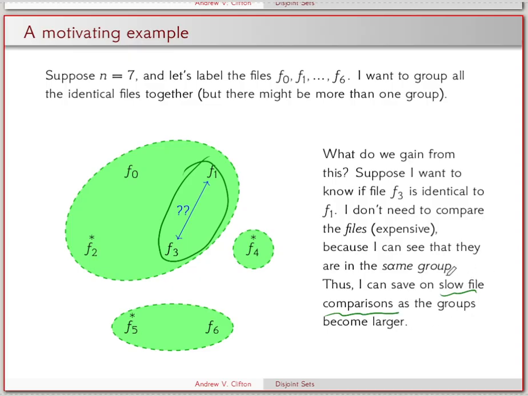Now, of course, if all my movies ended up being unique, right, and nothing ended up being in sort of like a shared group here, then I wouldn't save anything. But as the groups become bigger, I can kind of eliminate more of those expensive comparisons.